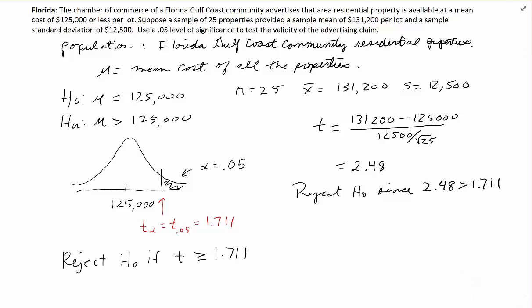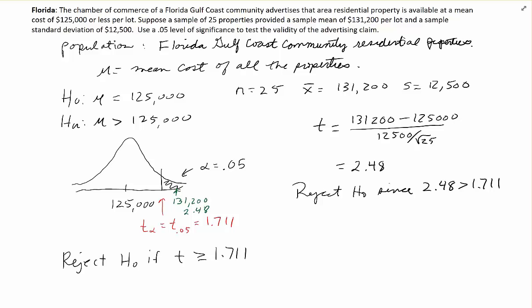So where is 131,200? It's probably somewhere around here, because its t value is 2.48. So I know that it's further away from the 125,000 than the endpoint of my rejection region. So it's out there in the interval that contains only 5% of the sample averages, given that the null hypothesis is true.